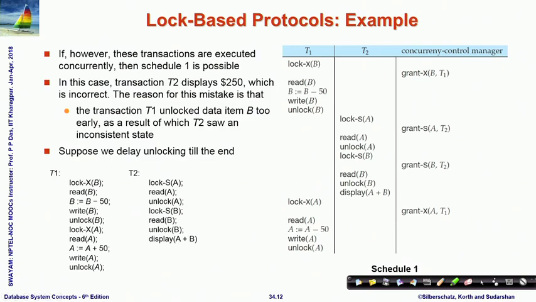Why did it happen? This happened because T1 has unlocked too prematurely. T1 has unlocked as soon as the update to B was over. So, it was possible for T2 to read that value of B, which is not desirable, and we might want to delay the unlocking till the end. Let us see what happens if we do that.